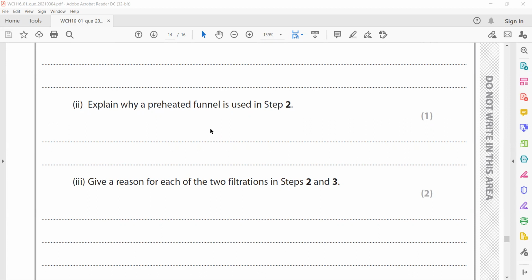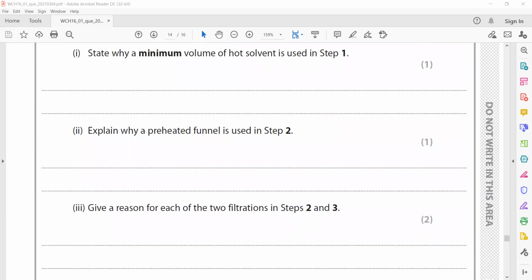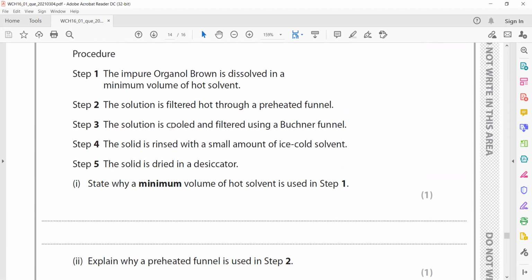Give a reason for each of the two filtration steps, step 2 and 3. Step 2, why a hot funnel, and then step 3, why a Buchner funnel. In step 2, the purpose is that we want to remove insoluble impurities. And in step 3, we want to remove the soluble impurities. That is why we are washing it.